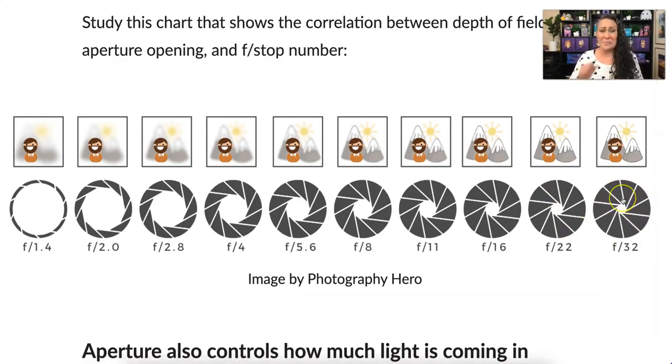It has a small opening, right? But we have a really deep depth of field. So I guess maybe a good way to remember the depth of field part would be the larger the number, the more depth of field. But also remember that the larger the number, the less light is being let in because that opening is smaller. Alright.